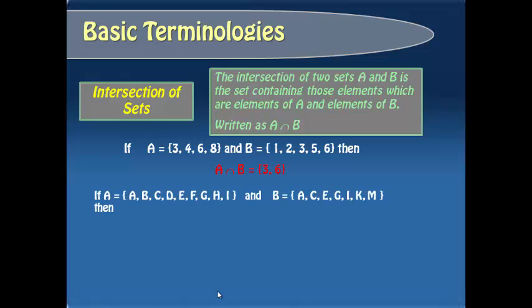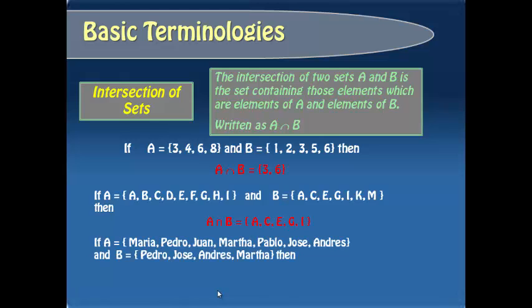Another example: if A = {a, b, c, d, e, f, g, h, i} and B = {a, c, e, g, i, k, m}, then A ∩ B = {a, c, e, g, i}. Another example: if A = {Maria, Pedro, Juan, Martha, Pablo, Jose, Andres} and B = {Pedro, Jose, Andres, Martha}, then A ∩ B = {Pedro, Martha, Jose, Andres}.